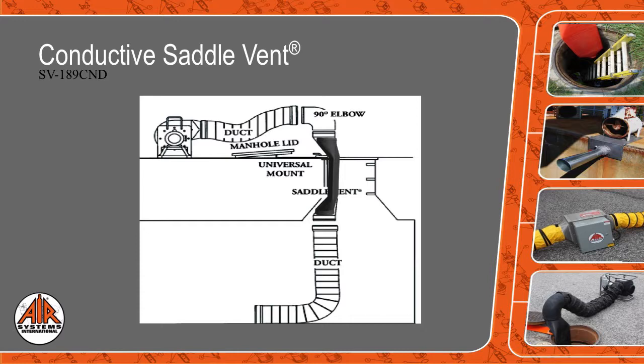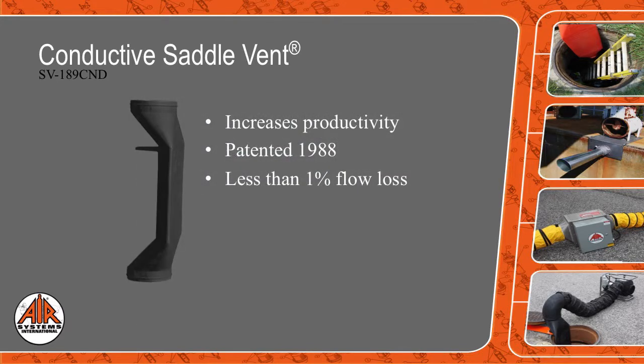Blowers, fans, and ducting are not the only things you should research when selecting your confined space ventilation equipment. Choosing the appropriate confined space ventilation accessories can save time and money while adding to worker safety. The best example of this is the conductive saddle vent. It is designed with conductive polyethylene. The saddle vent is amazing in its simplicity.